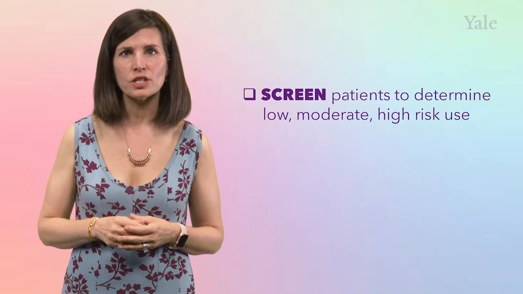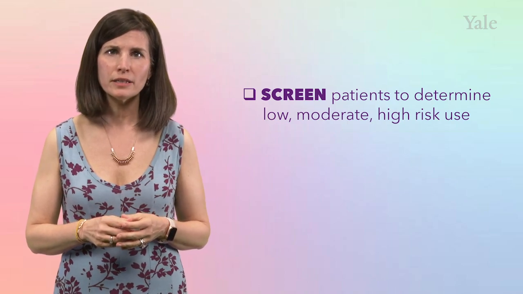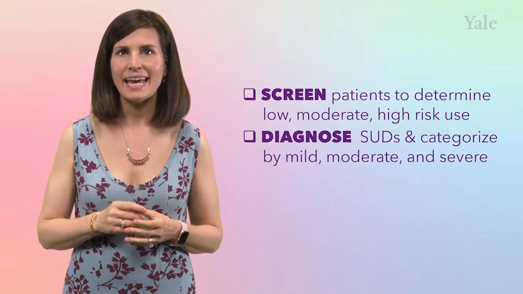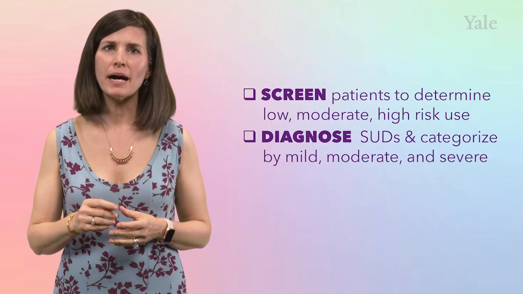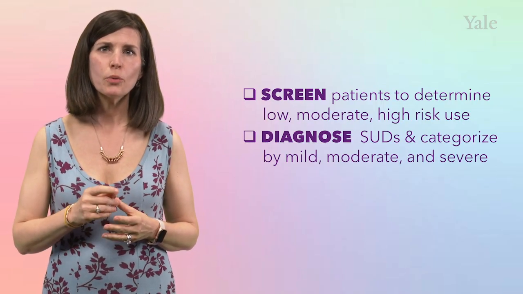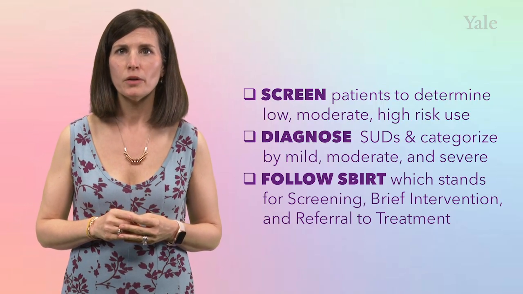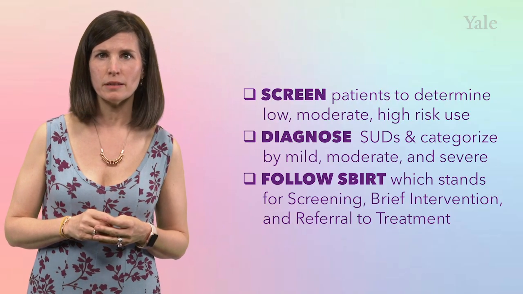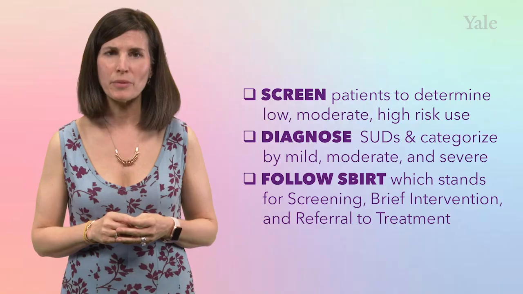This module covers various tools and methods to determine if your patient's substance use is or might be a problem for them. In these lessons, you will learn how to screen patients to determine low, moderate, or high-risk use, and how to diagnose substance use disorders and categorize them by mild, moderate, and severe. You will also learn the SBIRT framework, which stands for Screening, Brief Intervention, and Referral to Treatment, which will guide you into the following modules.